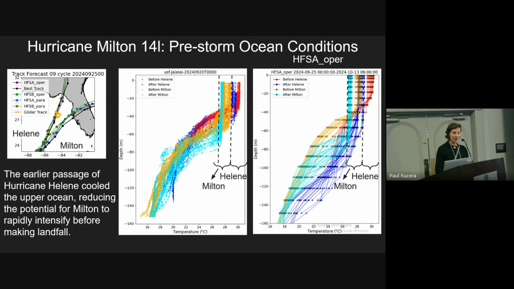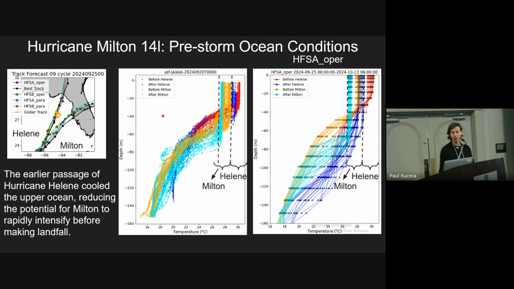So 2 weeks later, after the landfall of Helene, Milton developed and made landfall 200 kilometers south of the location where Helene made landfall. During this period, there was a glider, here in yellow, that covered the period of both storms. So here the glider data reveal very interesting things.